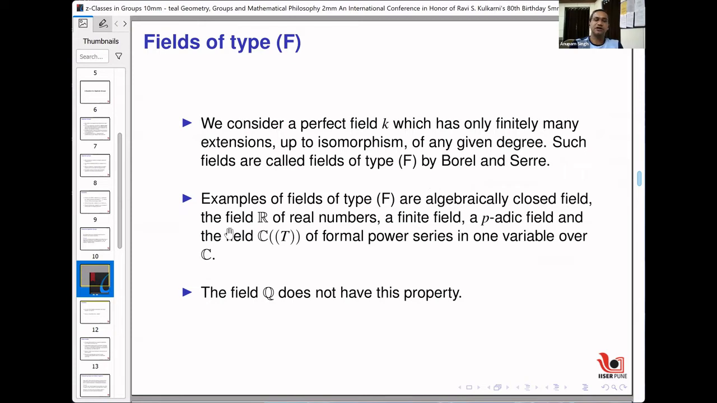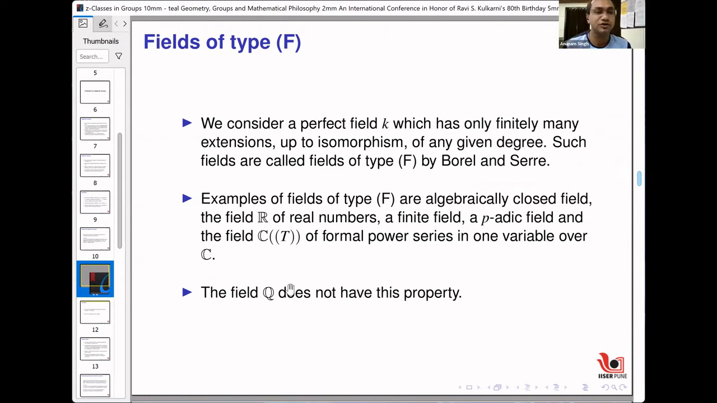Examples of fields of type F: you can take an algebraically closed field, the real numbers, finite fields, p-adic fields, C((t)). These kinds of fields are basically fields of type F. But if I look at the rational numbers, that's not a field of type F, because you can easily show that there are degree 2 extensions which are infinitely many.